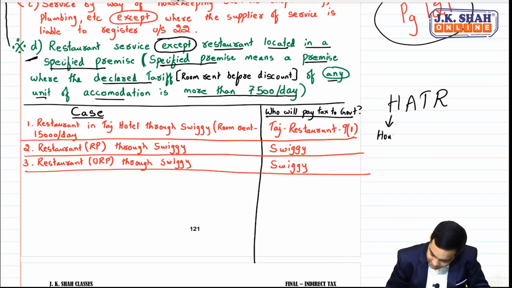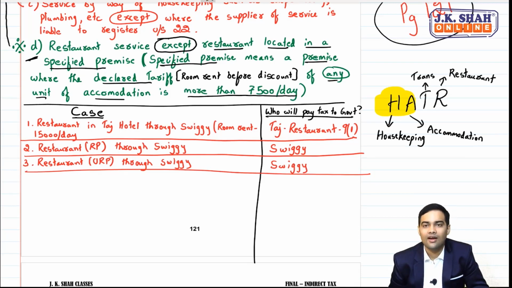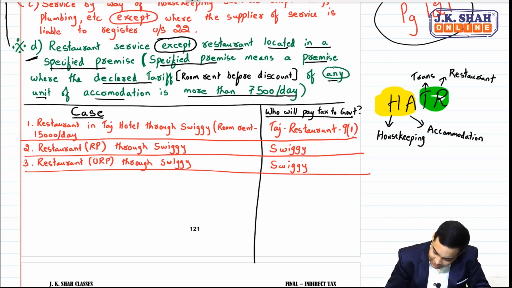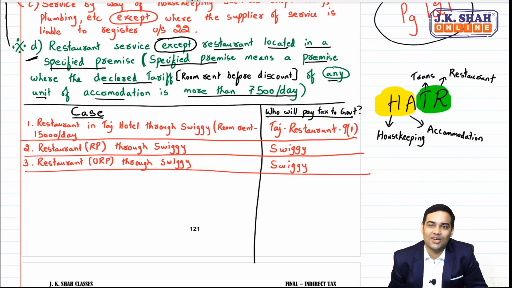Housekeeping, accommodation, transportation of passengers and restaurant. And the best part about this HATR is H and A, you have to check whether registered or unregistered. But T and R, don't check registered or unregistered. E-commerce operator will only pay the tax.